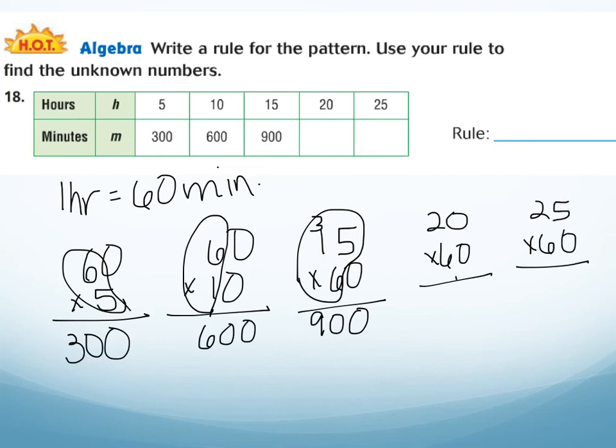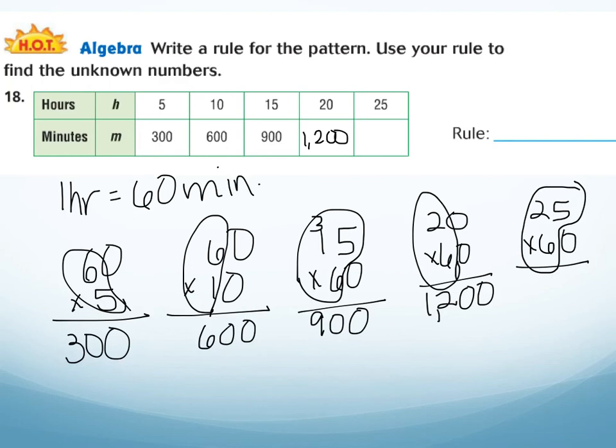For 20 times 60, I'm going to use my multiples of 10 rule. 6 times 2 is 12. Put 2 zeros in my answer. My missing number is 1,200. For 25 times 60, I'm going to multiply 6 times 25. I know 6 25s is 150. Then I add the 0 to my answer for the one that I left out, giving me 1,500.